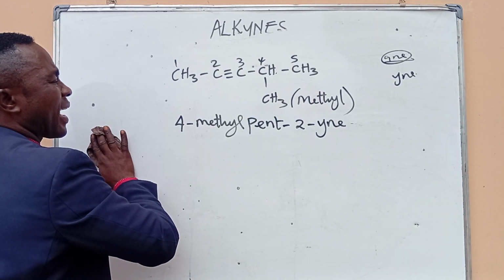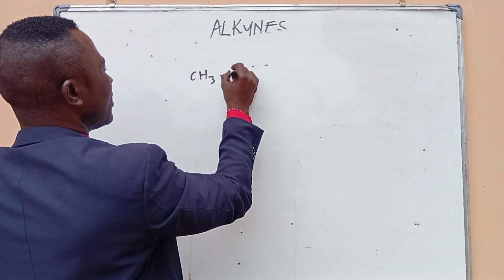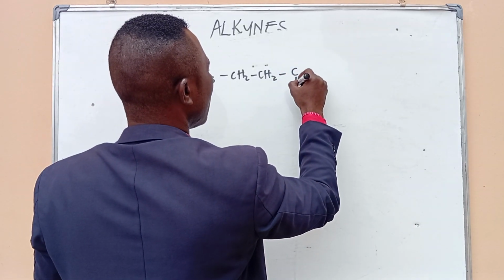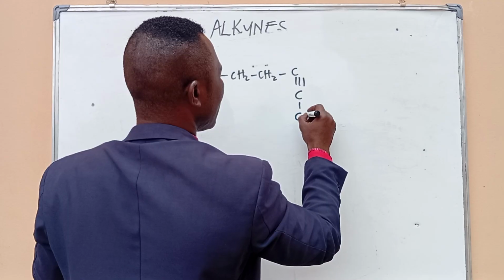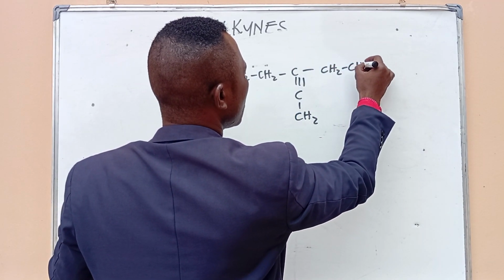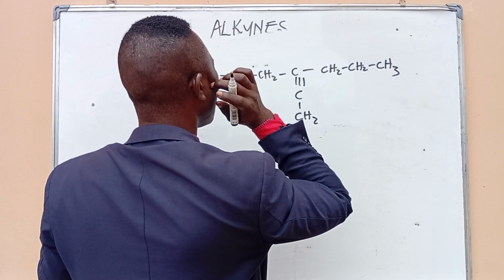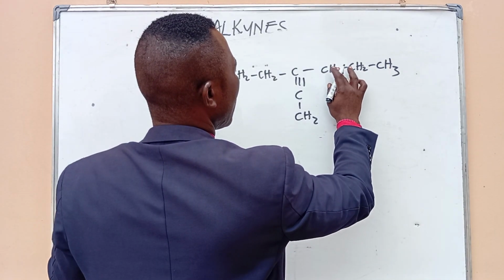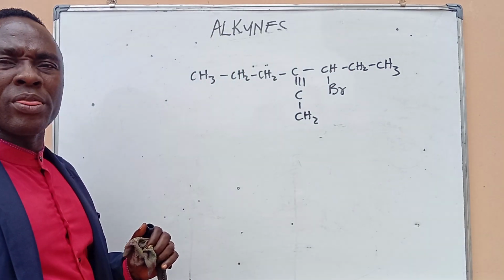Then we can take another one. If we have CH3, CH2, CH2, C triple bond C, then we have a CH2, then CH2, CH2, and CH3. Maybe we have somewhere here Br, and you are asked to name this compound.